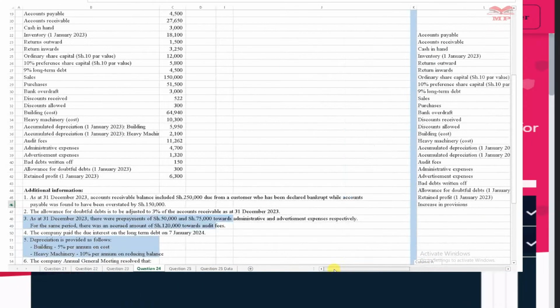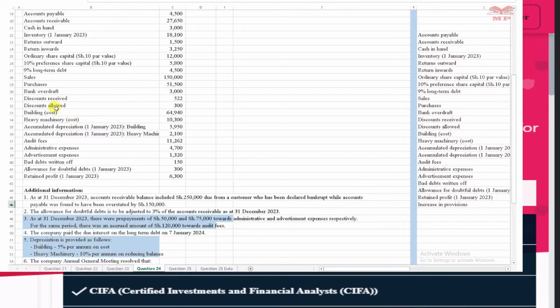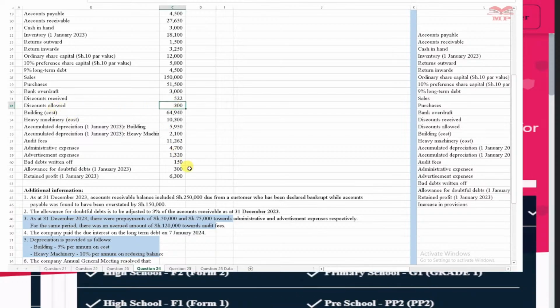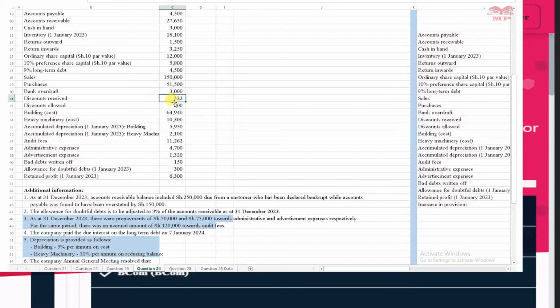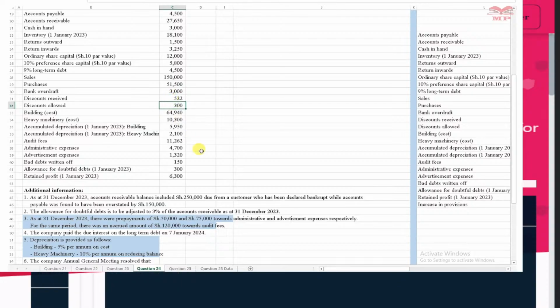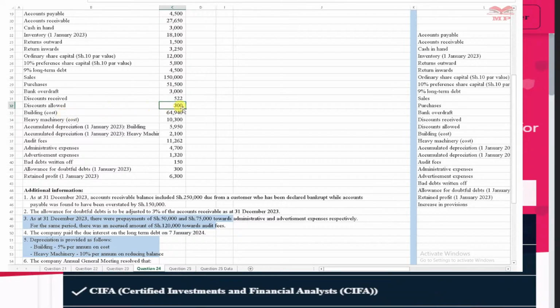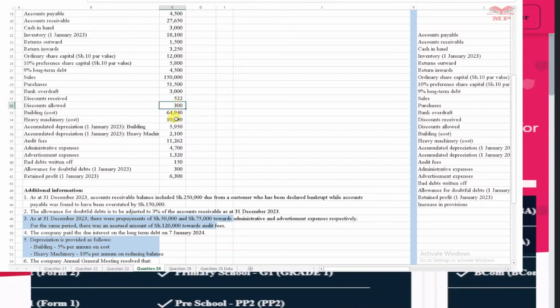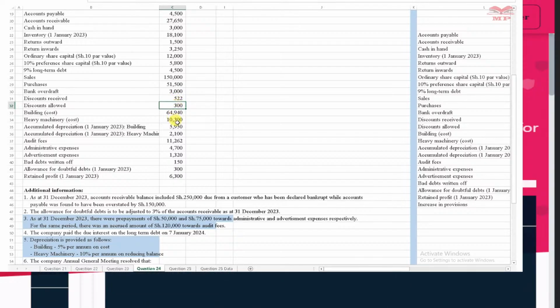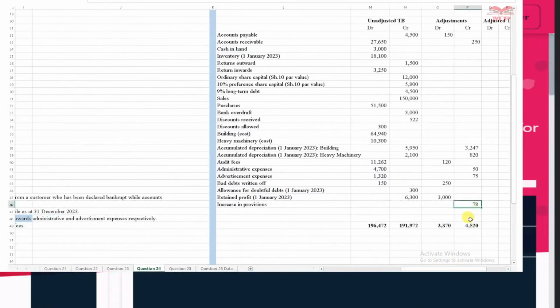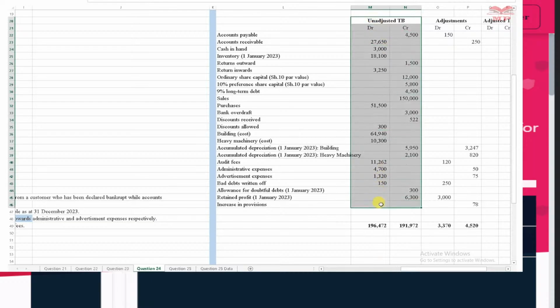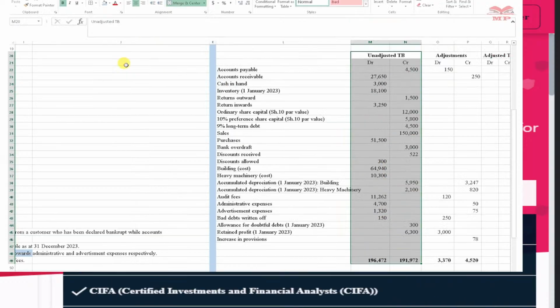So we are saying right over here that there is the discount allowed. So we pick the 522 and we subtract that value, and you get 222. So from the 300 which we allow, we subtract the 222, which is the difference between this minus that, and we should be able to determine the provision. Here we have the increase in provision as being 78. So maybe I can just demarcate them like so. I can just separate them like that.